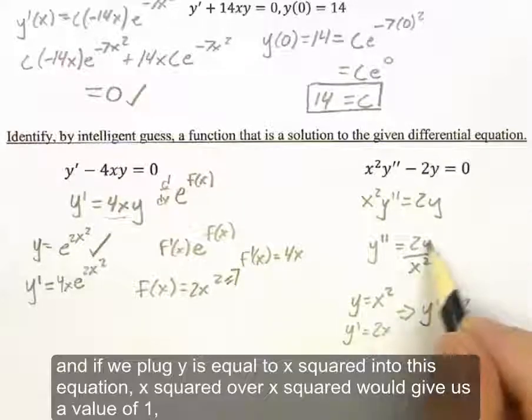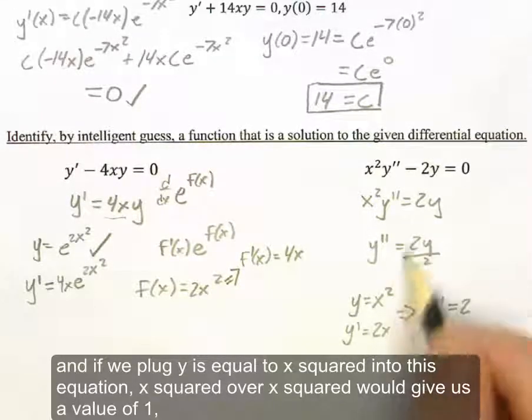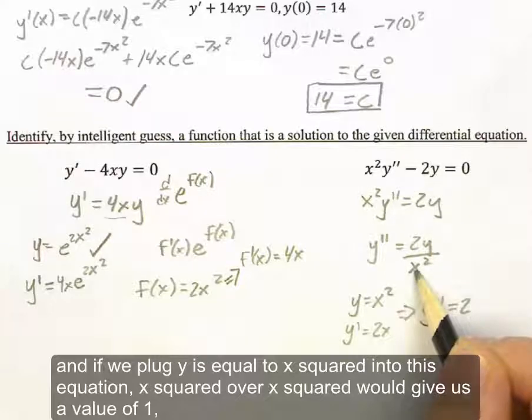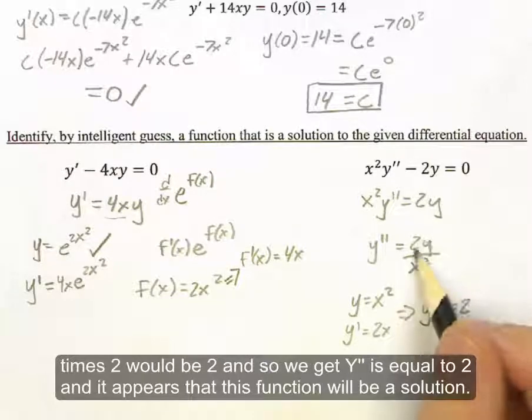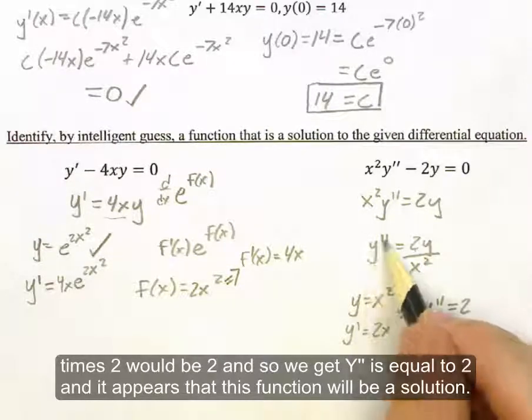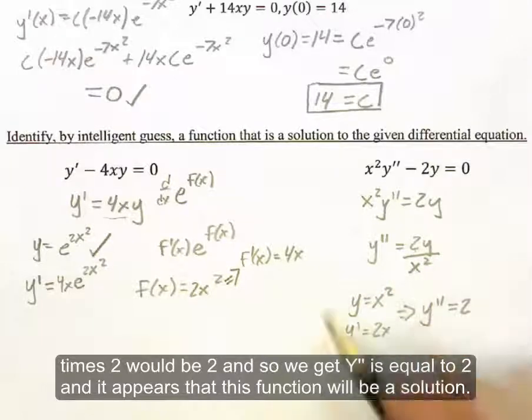And if we plug y is equal to x squared into this equation, x squared over x squared would give us a value of 1 times 2 would be 2, and so we get y double prime is equal to 2, and it appears that this function will be a solution.